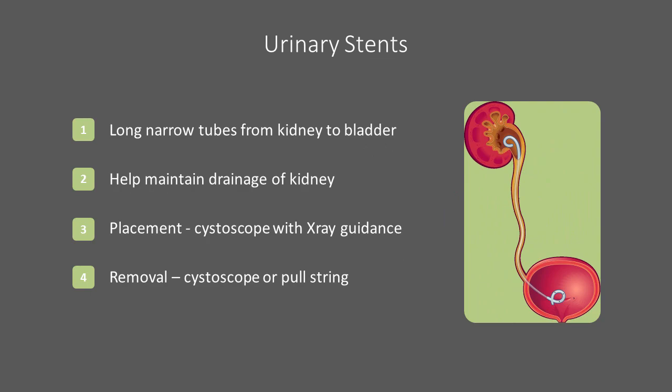A urinary or ureteric stent is a long, narrow tube extending from the kidney to the bladder, which helps to maintain drainage of the kidney. Stents are usually placed through a cystoscope with X-ray guidance. Sometimes a string is left attached to the stent to make removal of it simpler, but often another cystoscopy may be required to remove it.